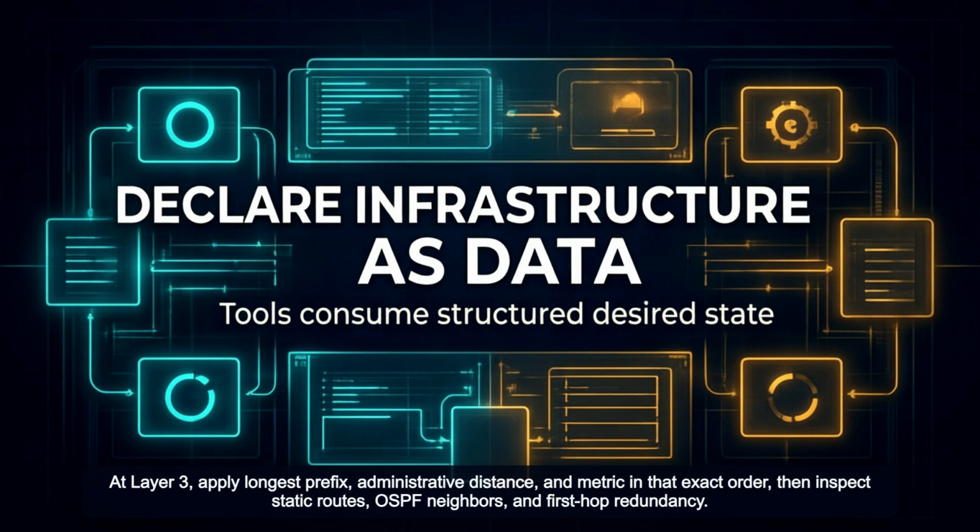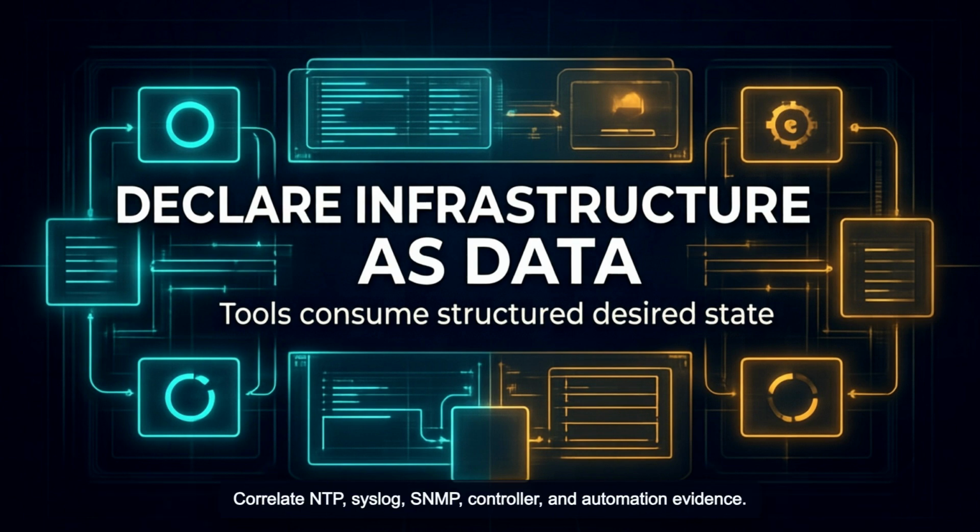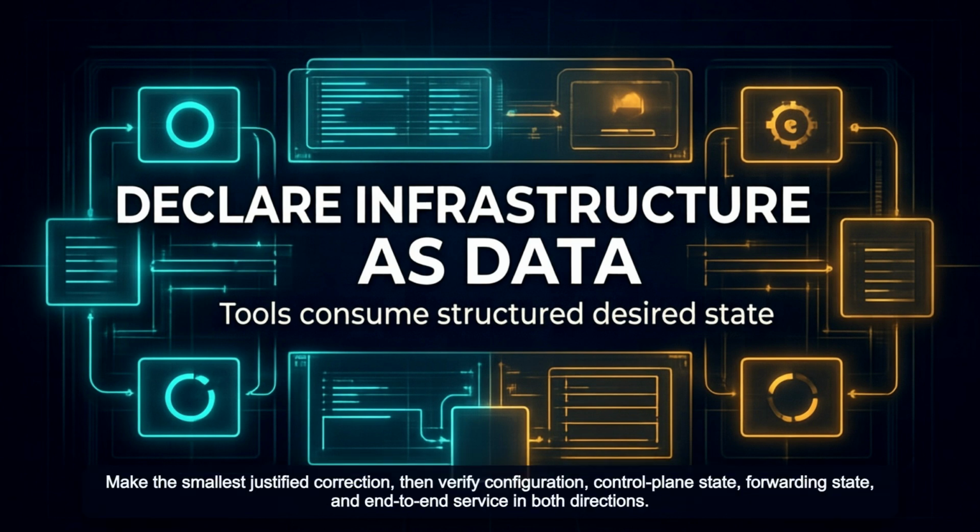At layer 3, apply longest prefix, administrative distance, and metric in that exact order. Then inspect static routes, OSPF neighbors, and first hop redundancy. Continue through DHCP relay, DNS, NAT, ACL direction and counters, QoS, and security controls. Correlate NTP, syslog, SNMP, controller, and automation evidence. Make the smallest justified correction, then verify configuration, control plane state, forwarding state, and end-to-end service in both directions.